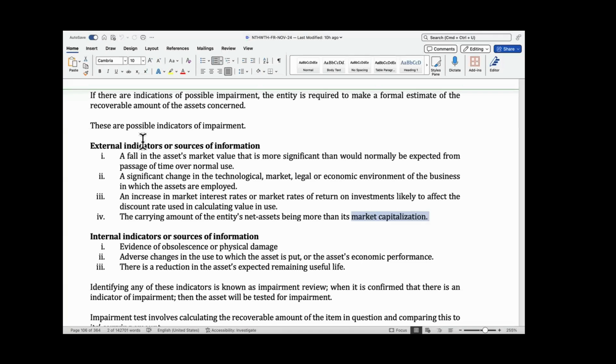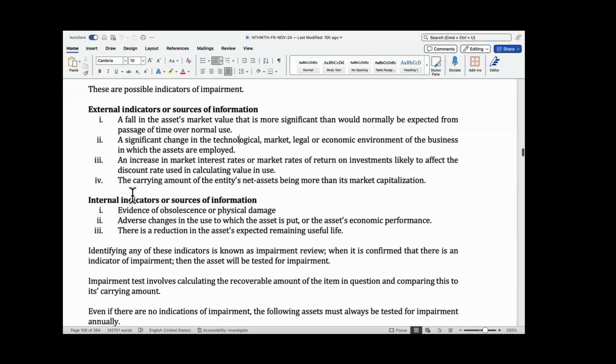So all these are indicators of impairment, though external, from fall in market value to change in technology, market, and legal environment, to increase in market interest rates, to the carrying amount of net asset being higher than market capitalization. They are indicators of impairment loss. Then we have the internal indicators. So these ones are within the control of the entity. There are things they are seeing themselves.